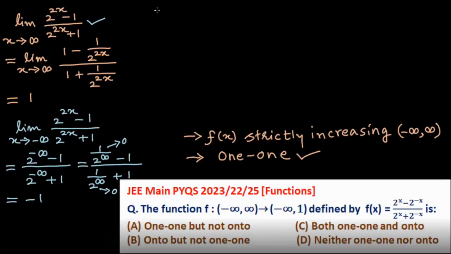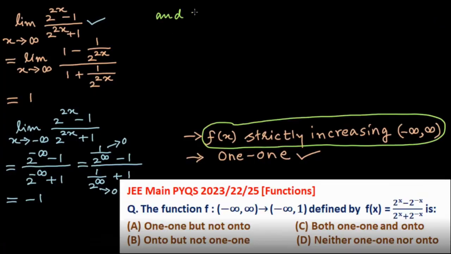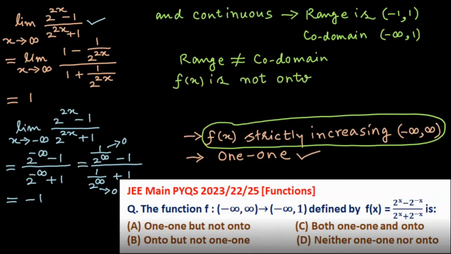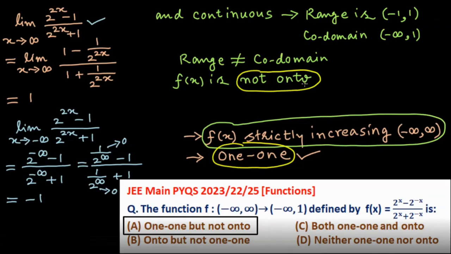Now since the function is strictly increasing and continuous, its range is the open interval minus 1 to 1 and the codomain given is negative infinity to 1. Since range is not equal to codomain, the function is not onto, because the function never takes values less than or equal to minus 1. Hence, the correct answer option here is A, 1-1 but not onto.